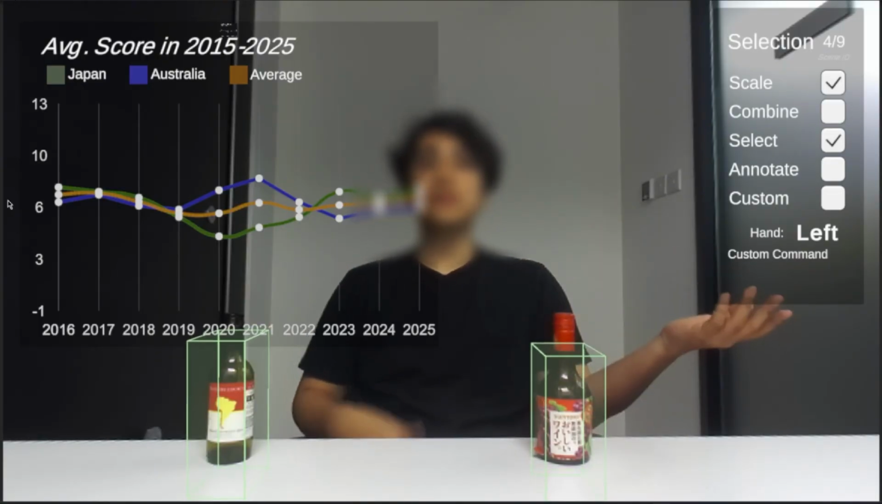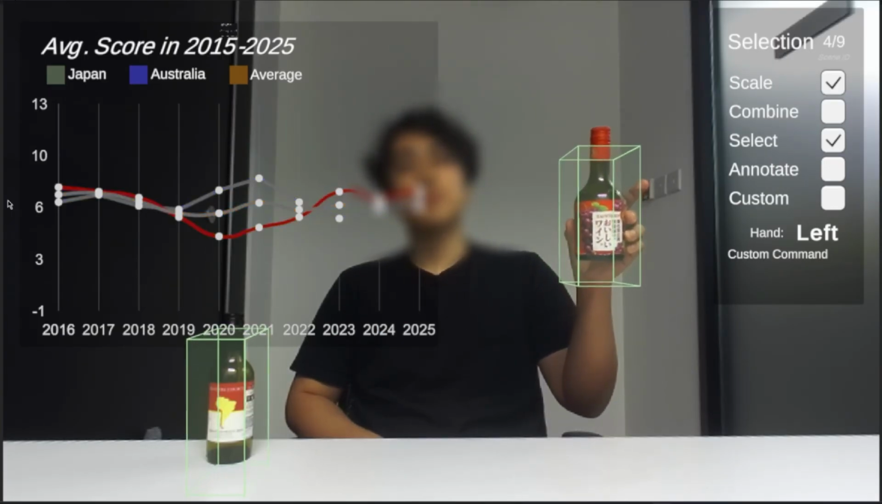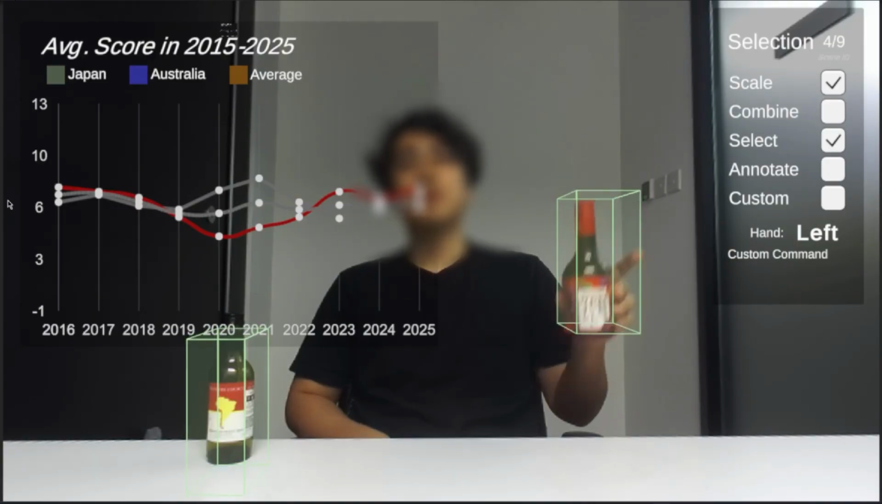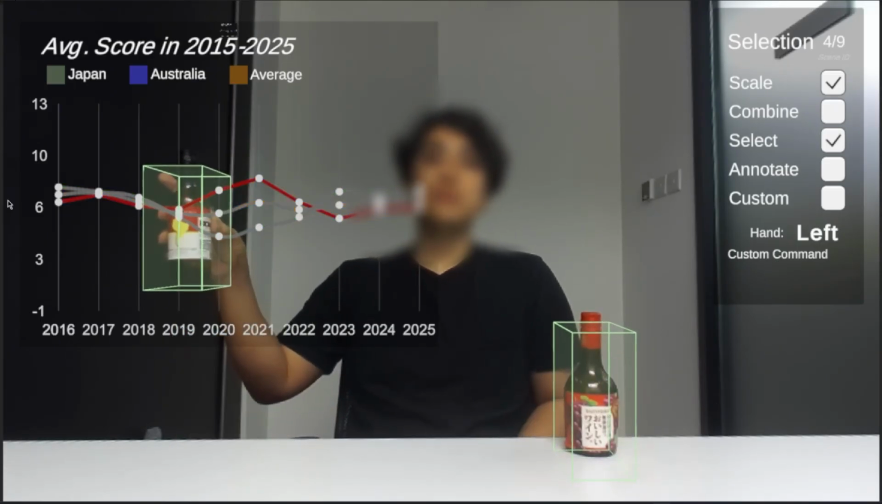Now, let's take a look at how the ratings of each country's wines have changed over the past 10 years. Here is the trend for Japanese wine. You can see that the ratings were relatively low, around 2019 to 2020, but have been steadily rising in recent years. In contrast, Australian wine shows the opposite trend.